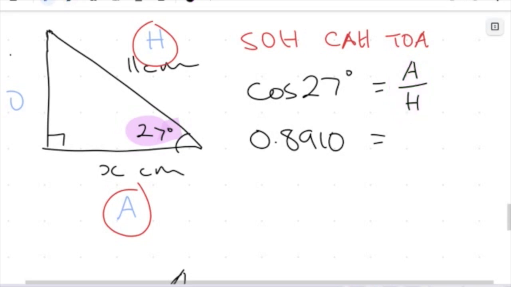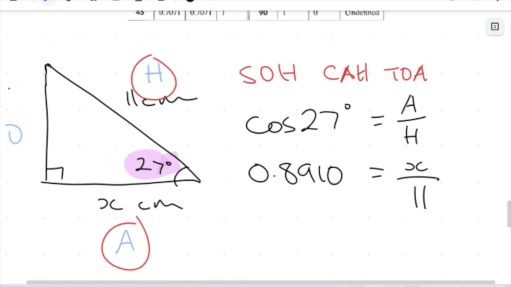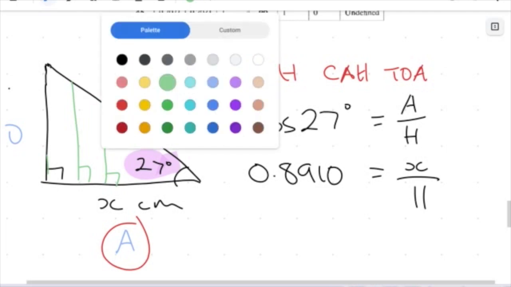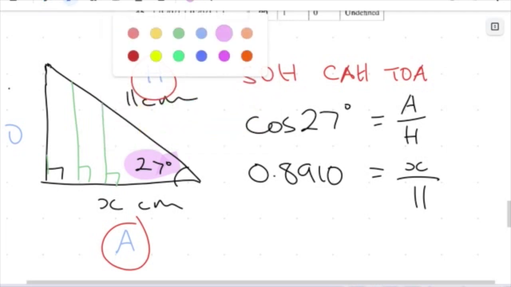So for that, I'm going to put in place of the adjacent here, my x, and in place of the hypotenuse, I'm going to put 11. So if my angle is 27 degrees, no matter how big or small my right angle triangle gets, in terms of scaled up or down, so if I keep this same angle, but I have a smaller right angle triangle like this one, or like this one here, just to really clarify this, I'm going to draw these in.